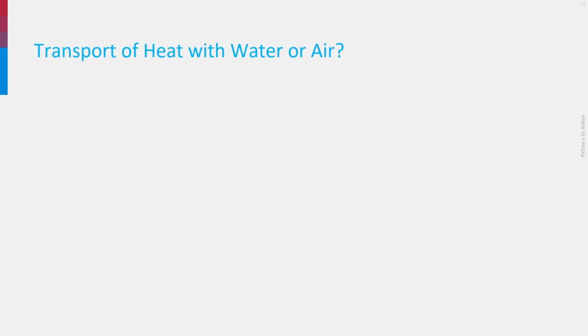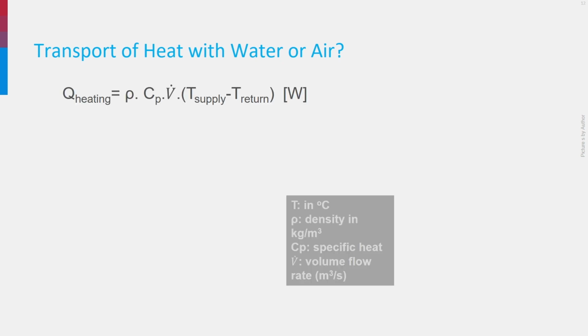Up to now, we considered that heat is transported with water. But in many buildings, especially offices, schools, and hospitals, heat is also transported by air. To be able to make a choice between water and air as transport fluid for heat and cold, we need to consider the size of the transport ducts. The quantity of heat needed by the room is Q heating. This heat can be expressed very simply by this equation, saying that Q heating is the density times the specific heat of the fluid times its volume flow rate times the temperature difference between supply and return.